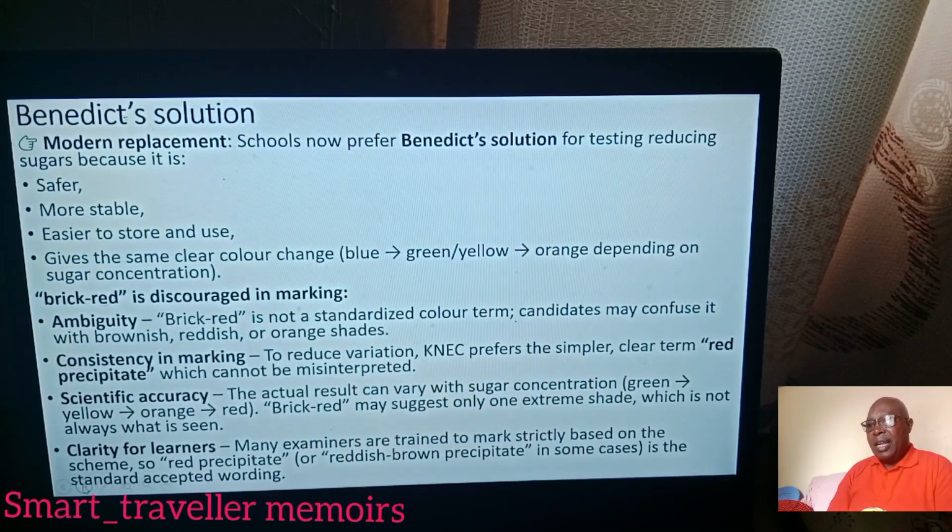And finally, for clarity for markers, many examiners are trained to mark strictly based on the scheme. So red precipitate or reddish brown precipitate is in some cases accepted. But actually the one thing accepted is yellow, and then orange as your final color when you look at the color changes. Okay, so red is brown, but brown is also accepted.